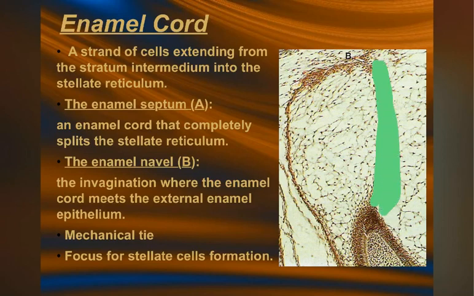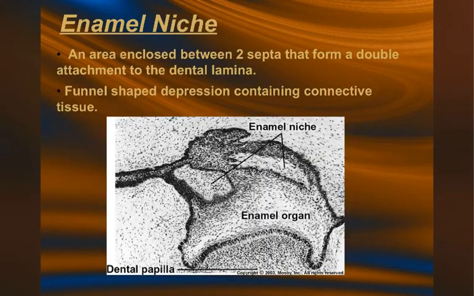Besides being a mechanical tie, they act as stem cells to regenerate stellate reticulum cells. Enamel niche is an area enclosed between 2 septa that form a double attachment to the dental lamina. It's a funnel-shaped depression containing connective tissue. So the enamel niche can be identified only when we have multiple attachments.